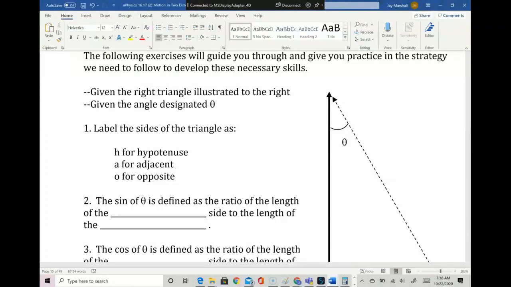Okay, what time is it? Does that say 38? It's 8:38. Okay, good.